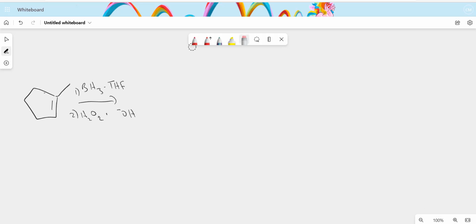In this example, we have an alkene across a cyclopentene molecule. Note that there's a methyl group sticking out of this, and here is the reagent that we're adding to this. So let's go take a look at this because I'm pretty sure most of us don't have this memorized. Again, it's a reaction of an alkene.